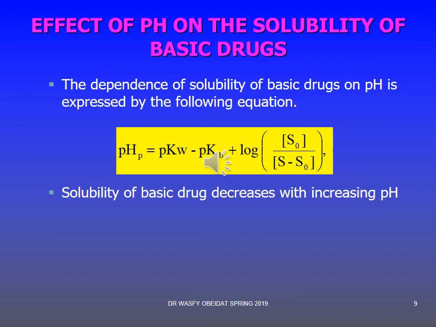Note that pKw in this equation minus pKb is basically equal to pKa. So we can say that pHp equals pKa plus log S naught divided by S minus S naught. All other parameters are similar to those we have seen in the weak acid equation. From this equation, we can say that the solubility of a weak basic drug increases with decreasing the pH, which means that it becomes more soluble in acidic media.